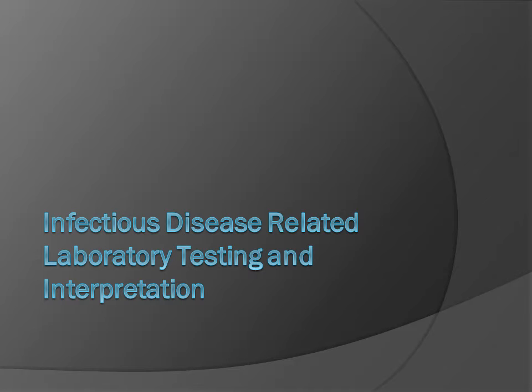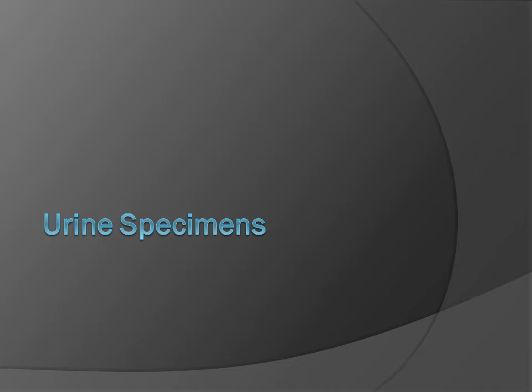Okay, so you've made it to part 2 of the antimicrobial stewardship competency. We're going to take a look at laboratory testing and interpretation. We're going to start off first with urine specimens. We see those pretty frequently and need to know how to interpret them to make sure that we are identifying infection versus colonization and making sure that we are getting the appropriate treatment on board.